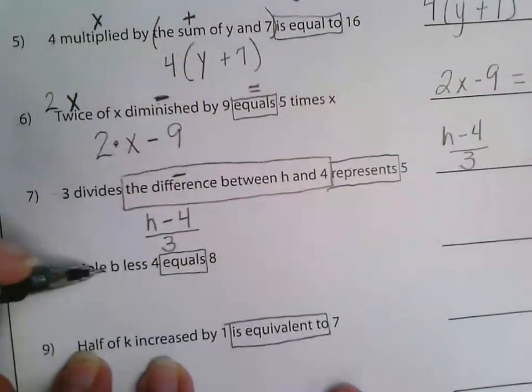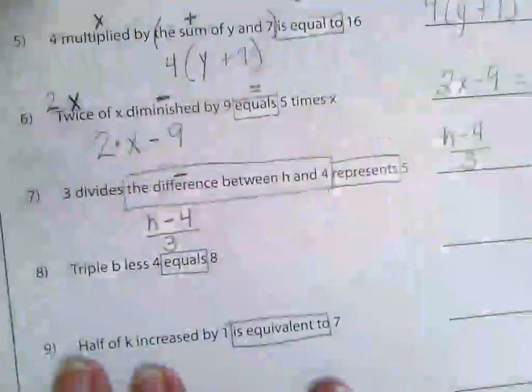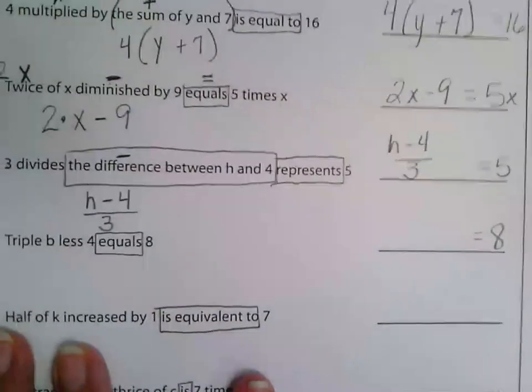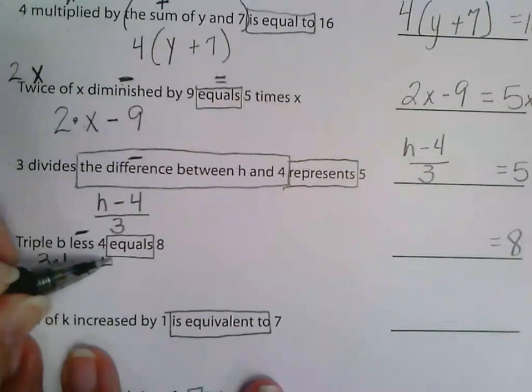Okay, number 8. Triple B less 4 equals 8. So I know that I'm going to be equaling 8. Triple means 3 times. 3 times B less is subtracting 4. So that's 3B minus 4.